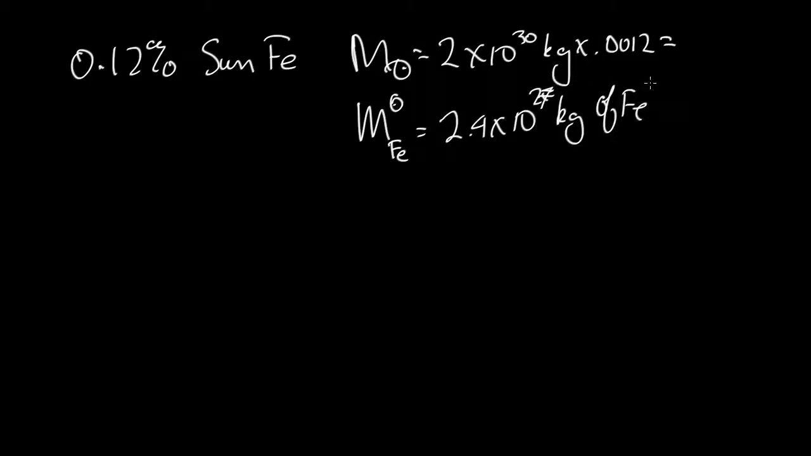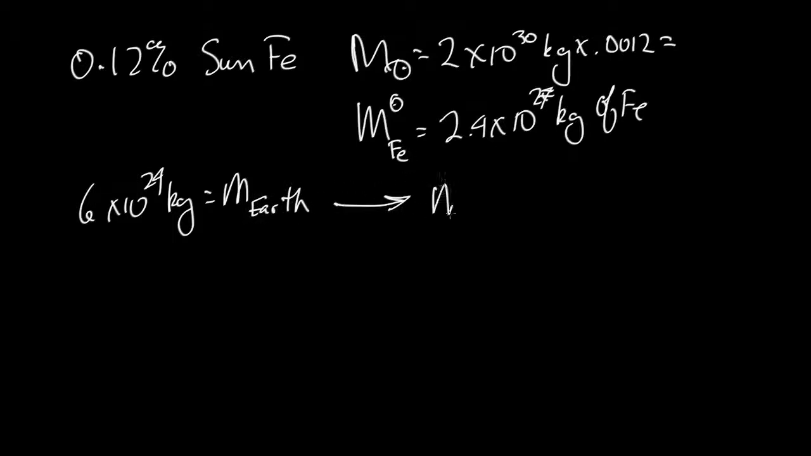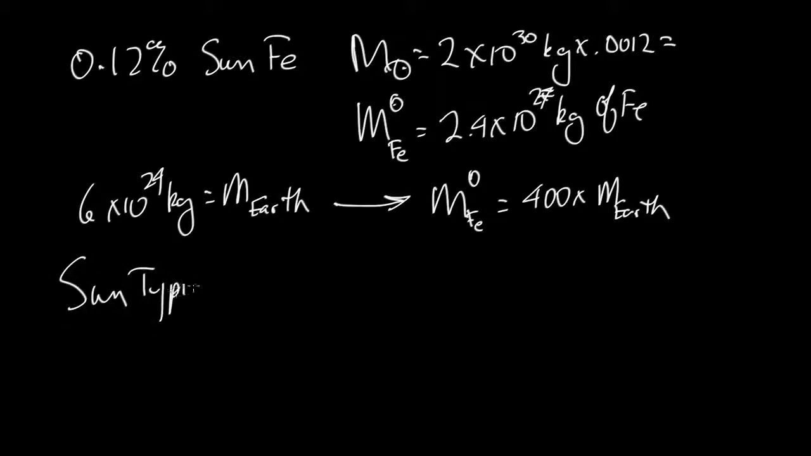Now compare that to the 6 times 10 to the 24 kilograms, which is equal to the mass of the Earth. And we can see that the amount of iron in the Sun is equal to about 400 times the mass of the Earth. So there's a lot of iron there. We believe the Sun is typical for stars in the Milky Way.